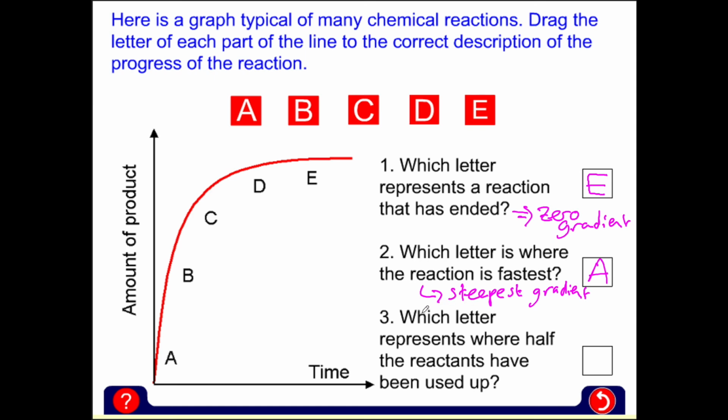And then which letter represents where half the reactants have been used up? So if half the reactants have been used up, we are expecting half the products to be produced. So looking between here and here, halfway, I would give you either B or C. More likely that B, but you're looking for where half of the products have been made.